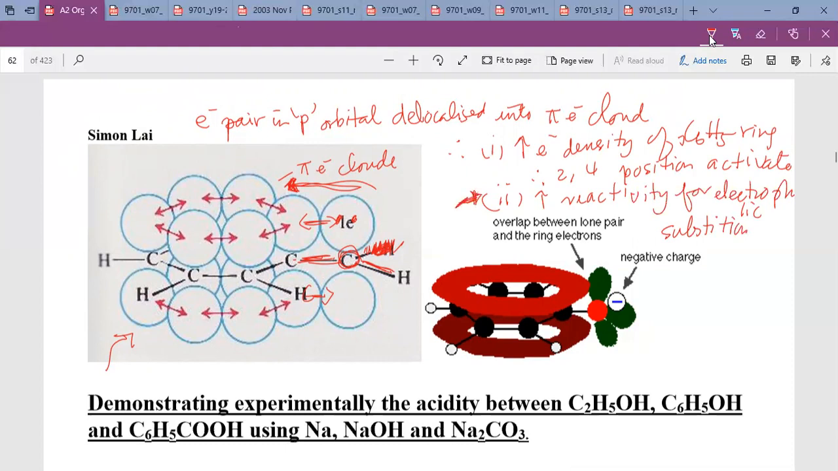What comes out in exams is they ask you about phenol reaction with Br2 and nitration. For benzene to react with Br2, you cannot put aqueous. If you put aqueous you get it wrong. You must say Br2 and your FeBr3. But for phenol, all you need to do is put Br2 aqueous, because the ring is activated by the electrons going inside. So you don't need FeBr3 anymore.